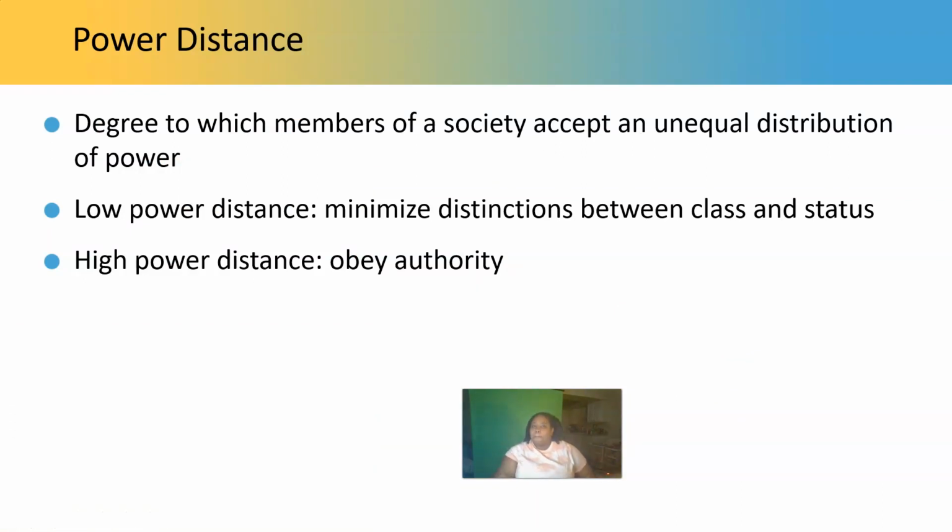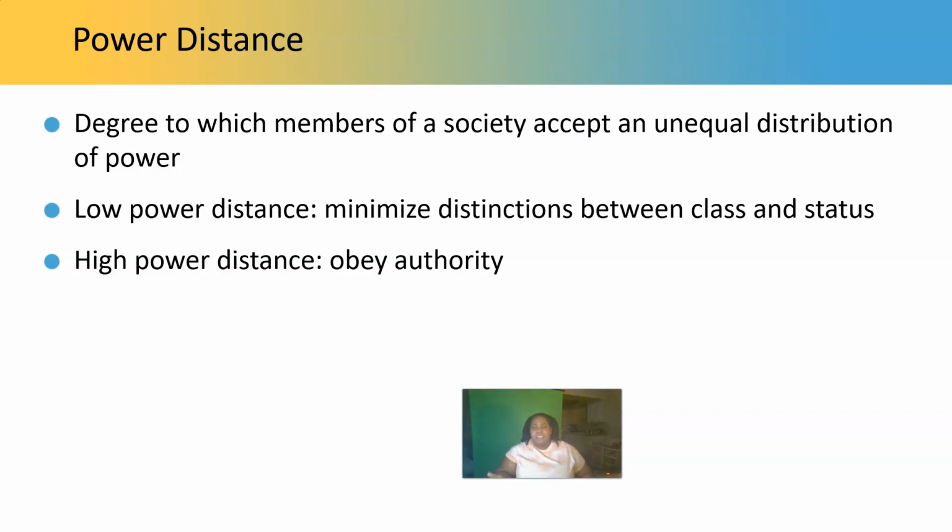Next up, we have power distance. Now, what is power distance? It is the degree in which members of society accept an unequal distribution of power. So think about in what instances where power is imbalanced. For example, boss versus employee, parent versus child, even teacher versus student.